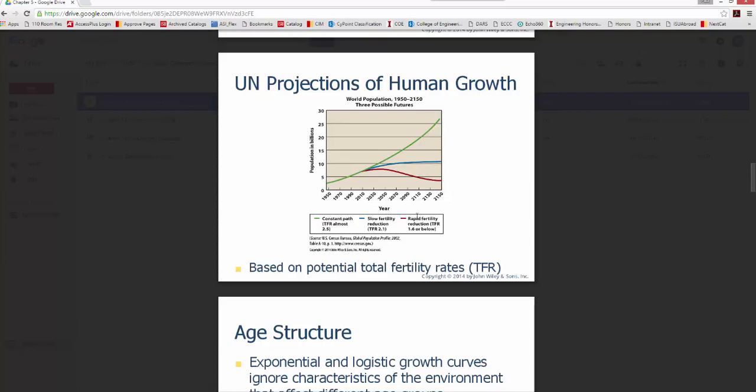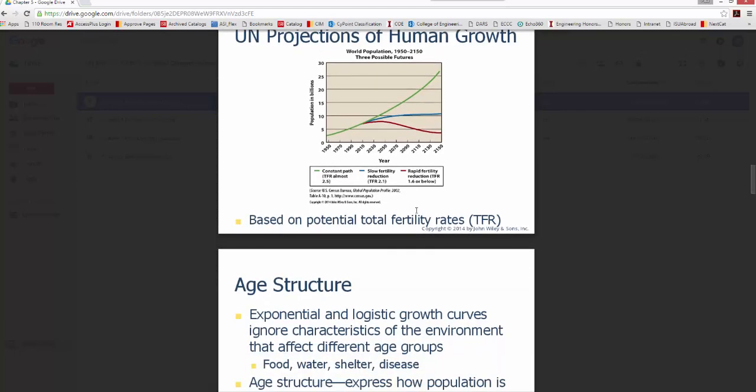If we go with a rapid fertility reduction, so in other words, we say that the number of children born per female is 1.6, so we've reduced it from 2.5 to almost 1.5, you notice that population still increases from 2010 up through about 2040 and then begins to decrease. So the population actually begins to decrease if we reduce the number of children born per female. So there are the three possible projections of the UN. And again, this is based on potential total fertility rates.